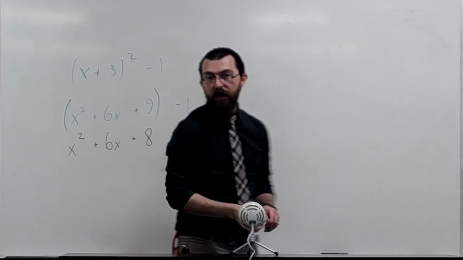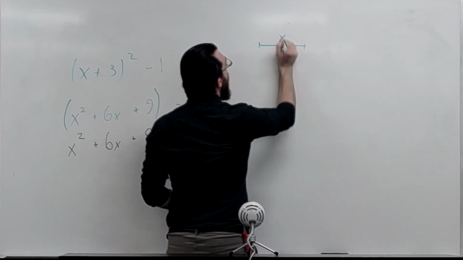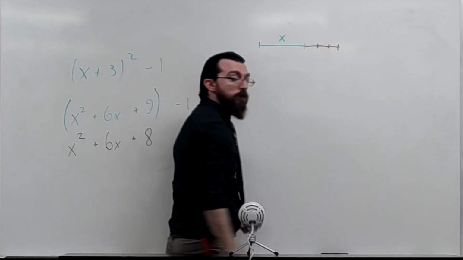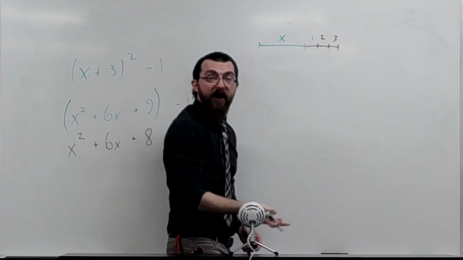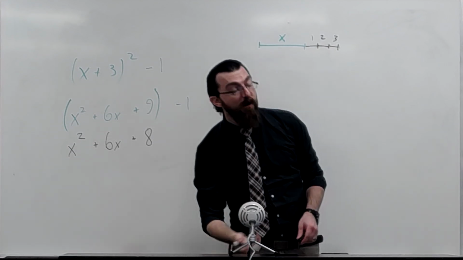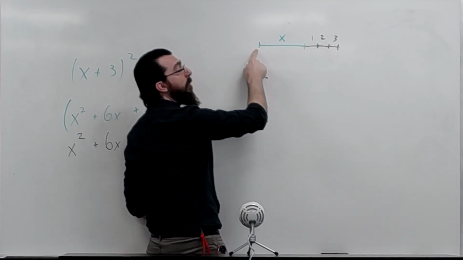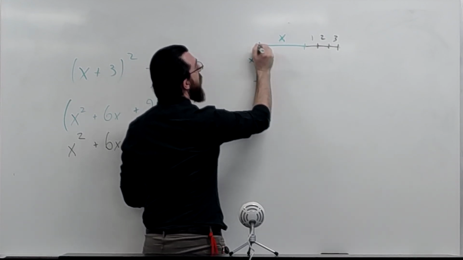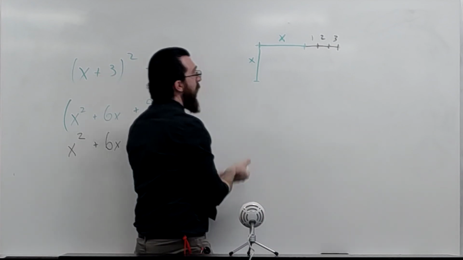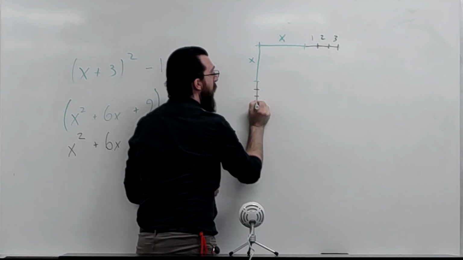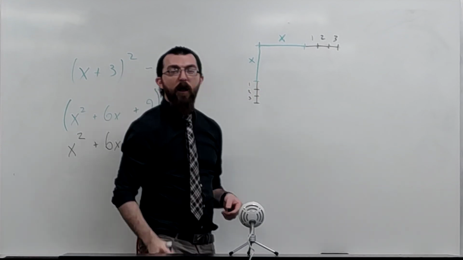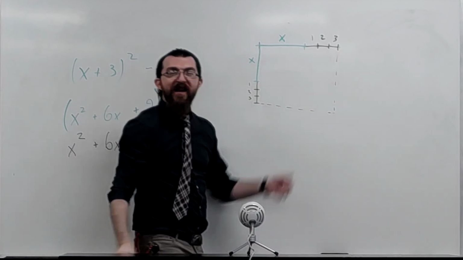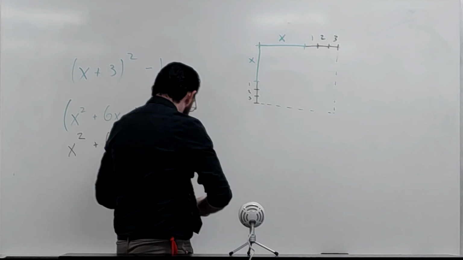x plus 3 might look like this. There's x. 1, 2, 3. This is x plus 3. x plus 3 squared would be length times width. There's x. 1, 2, 3. x plus 3 squared would be the area of this square. So let's find out what that is.